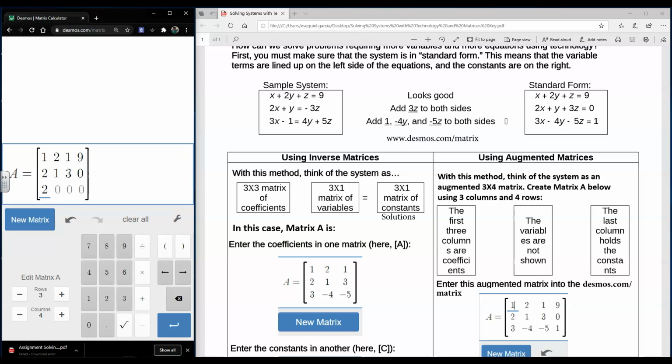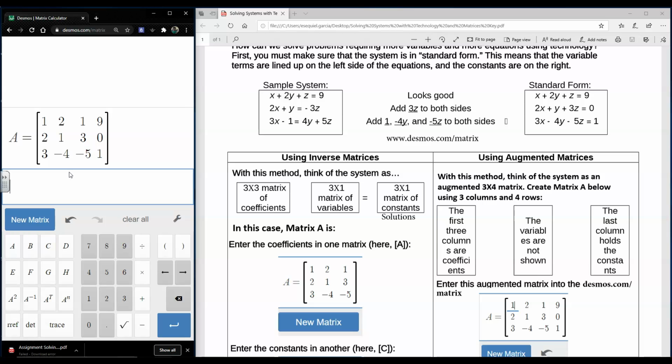3, 3, negative 4, negative 5, and 1. And then you press enter. And there's the augmented matrix.